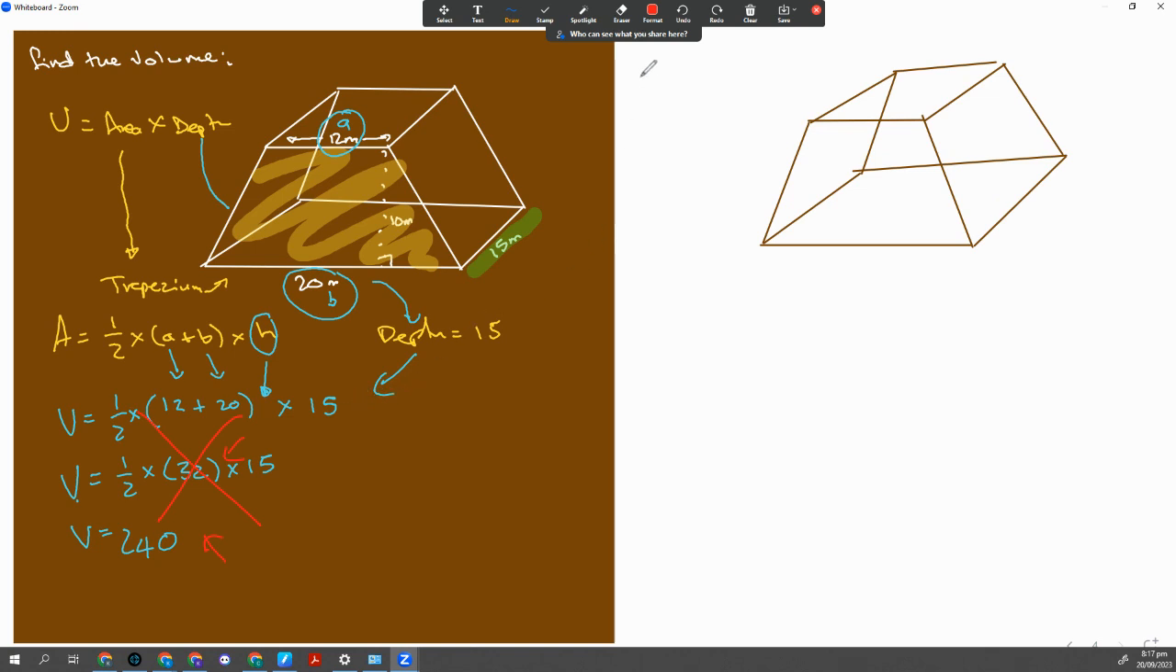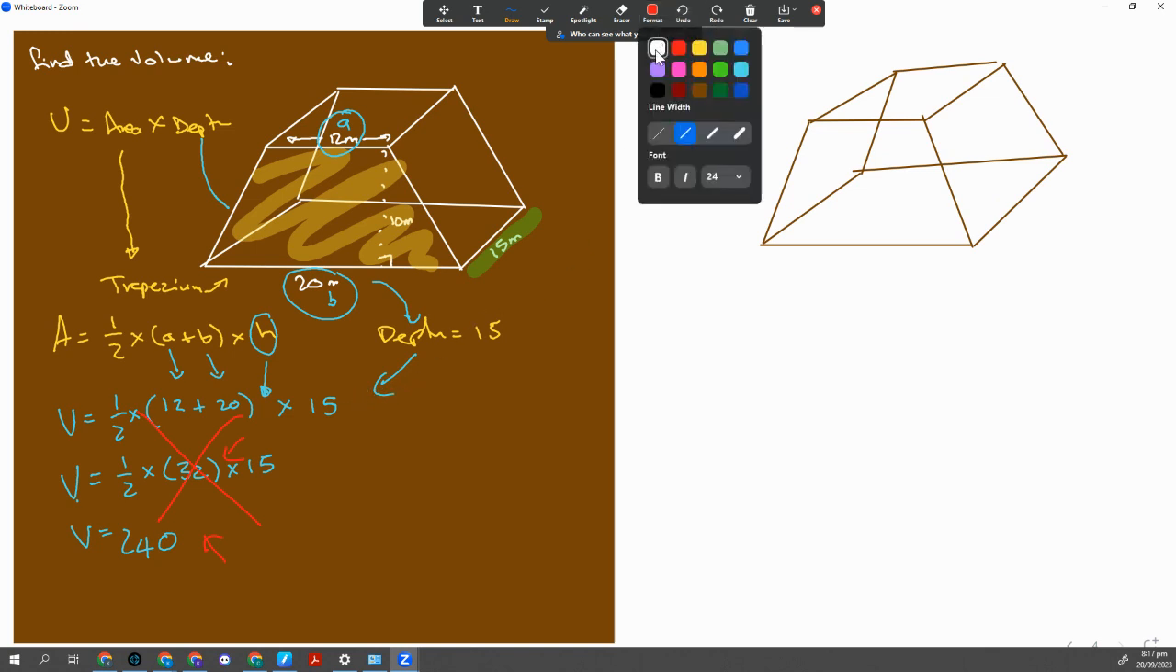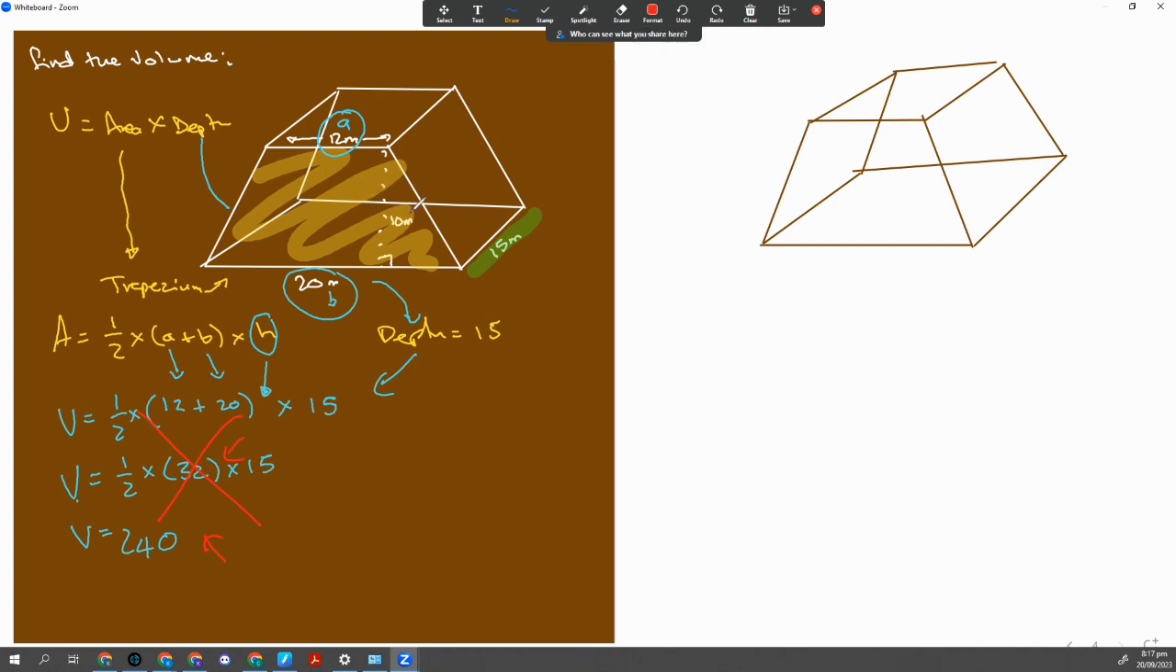Let's take a step back and let's put the height in there. Now, what was the height? The height is 10, which means I'm supposed to multiply it by 10, and that would have given me the area over here. And that means I have to multiply this by 10, which means my final volume would have been 2,400 meters cubed. Okay, so let's take a step back.